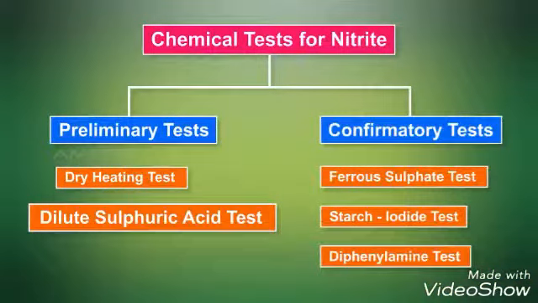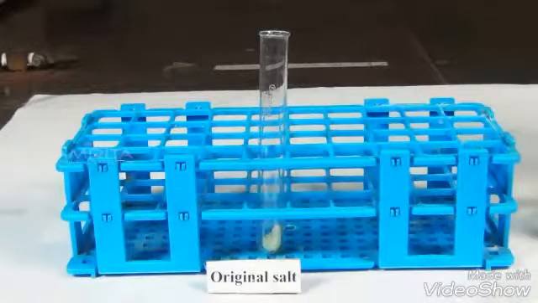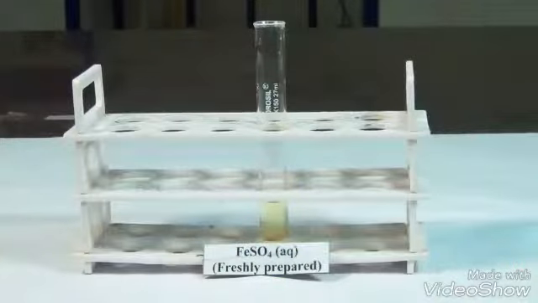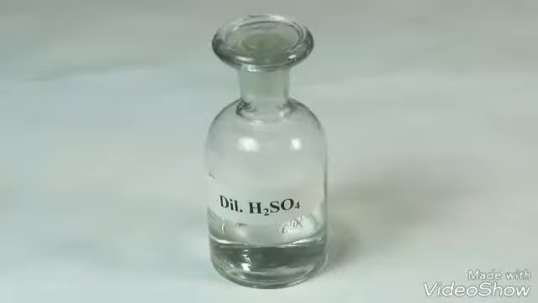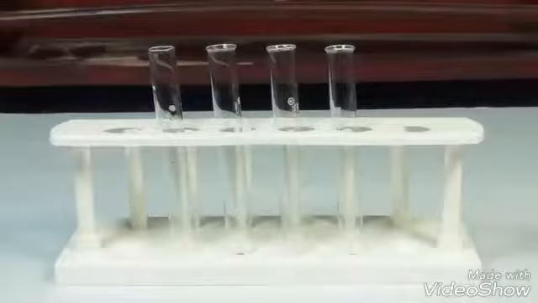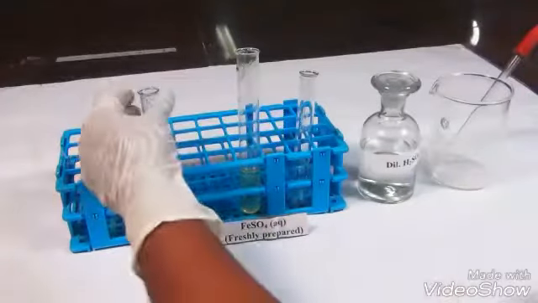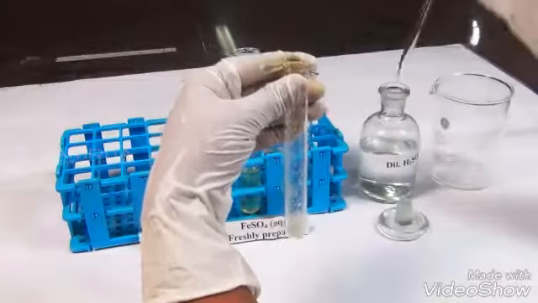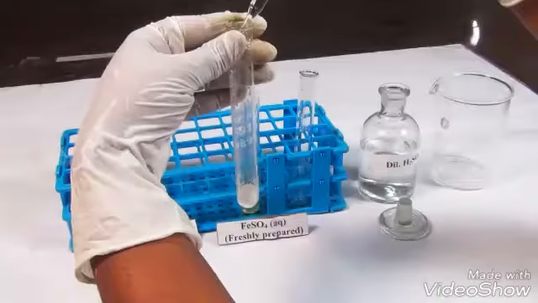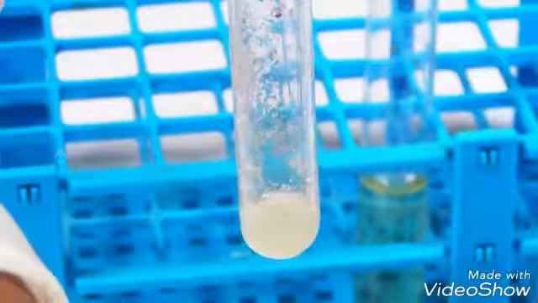Dilute sulfuric acid test. Materials required: original salt, ferrous sulfate solution, dilute sulfuric acid, test tubes and a dropper. Procedure: take a small quantity of salt in a test tube. To this, add a small quantity of dilute sulfuric acid using a dropper.